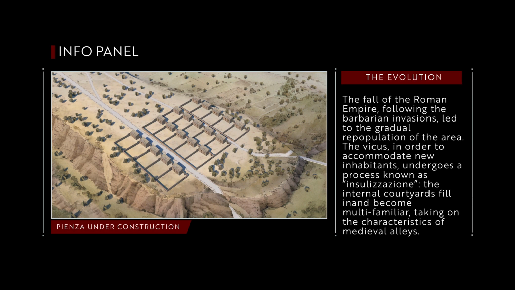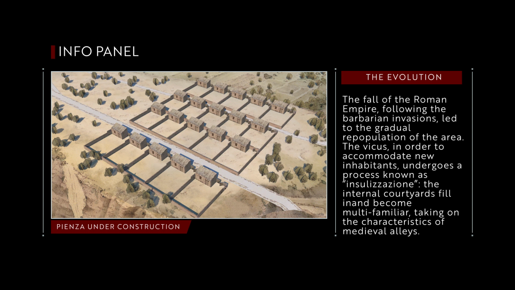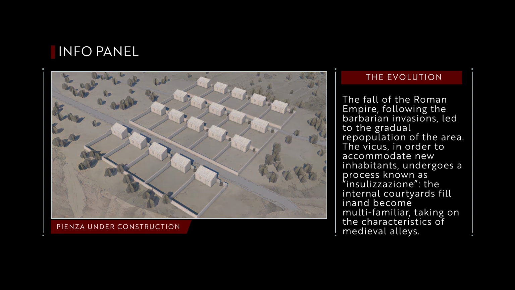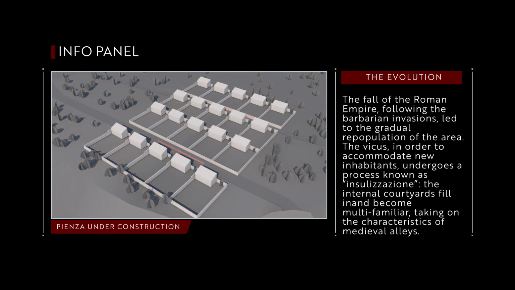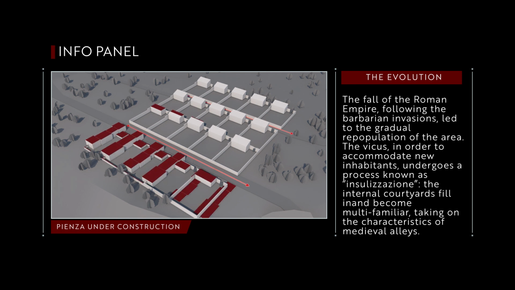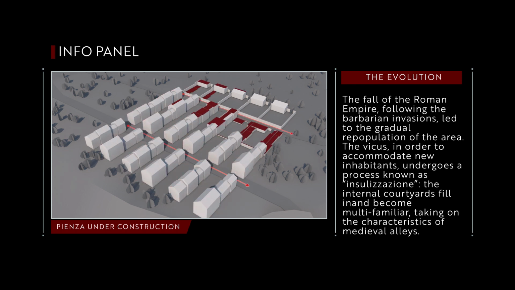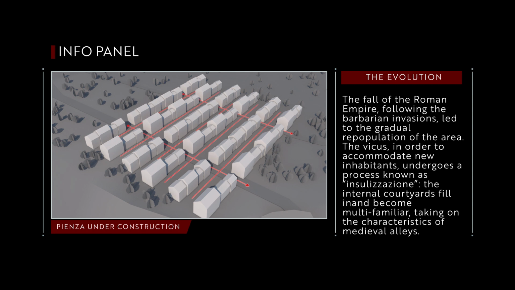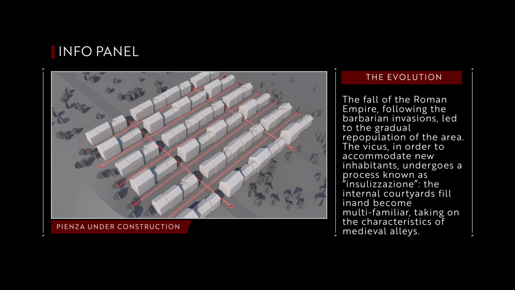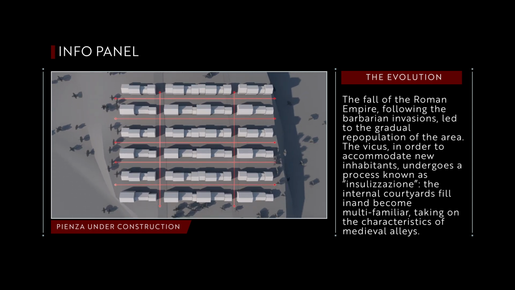The fall of the Roman Empire, following the barbarian invasions, led to the further population of the area. The courtyards of the pagus, in order to accommodate new inhabitants, underwent a process known as insulizzazione. That is, they fill in or join up and become multifamiliar, taking on the characteristics of medieval alleys.